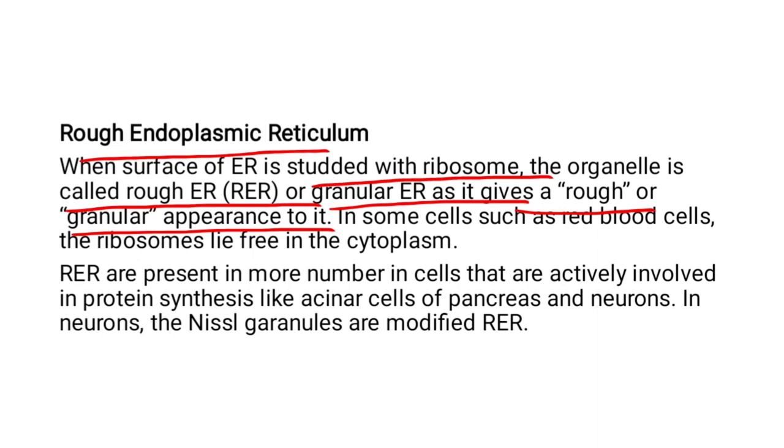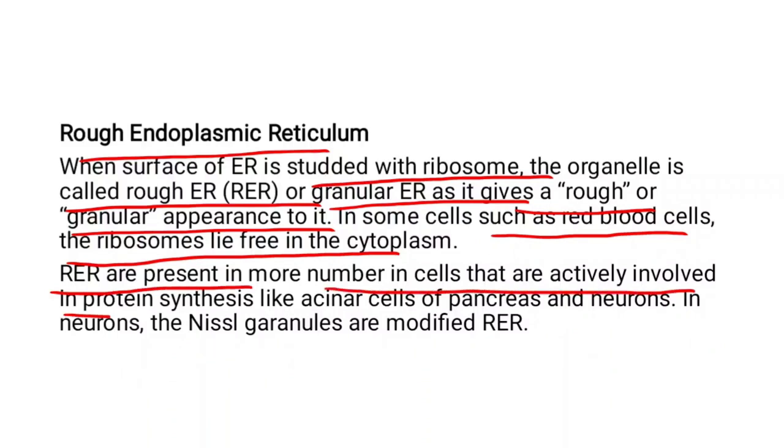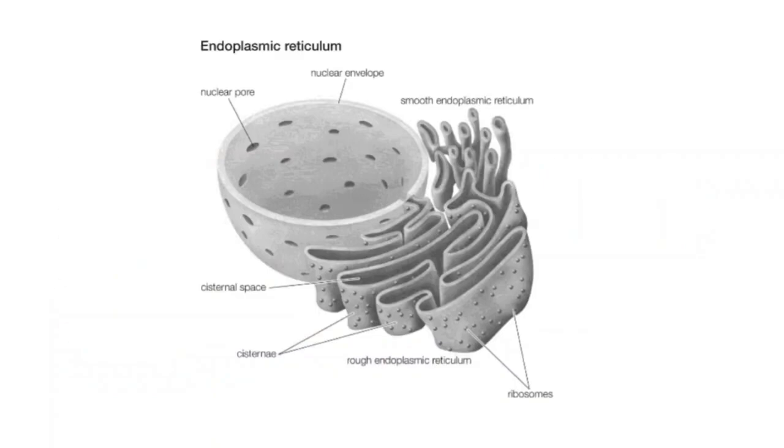In some cells, such as red blood cells, the ribosomes lie free in the cytoplasm. Rough endoplasmic reticulum is present in larger numbers in cells that are actively involved in protein synthesis, like acinar cells of pancreas and neurons. In neurons, the Nissl's granules are modified rough endoplasmic reticulum. So this is a structure showing the endoplasmic reticulum, which is very close to the nucleus.